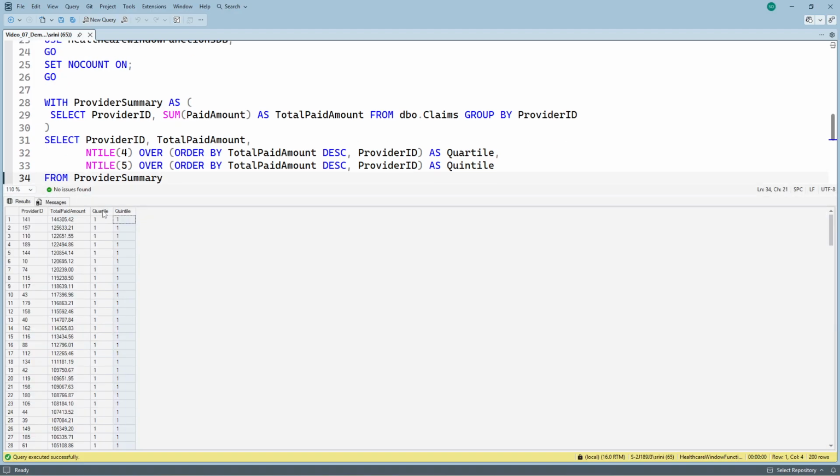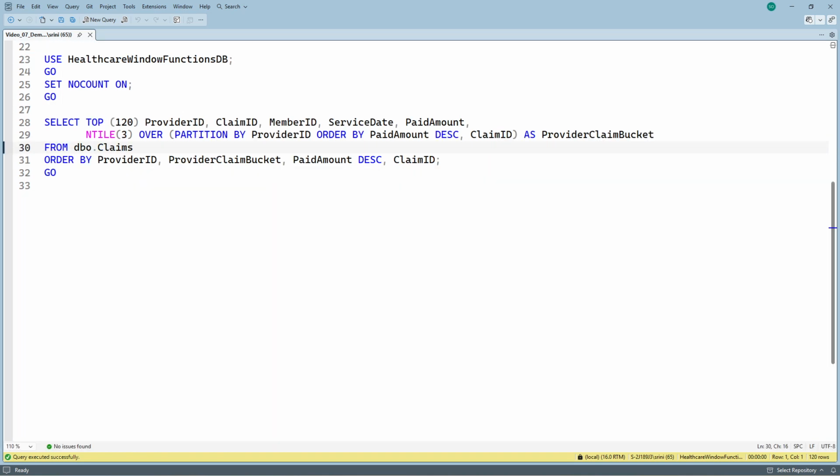Do not attach business meaning to the bucket number until you know what n represents. Now let us combine ntile with PARTITION BY. Without PARTITION BY, we segmented the entire provider population. Here, for each provider, I want the provider's own claims divided into three paid amount groups.